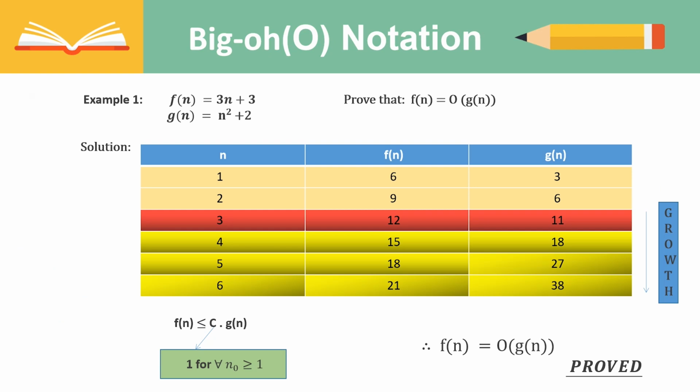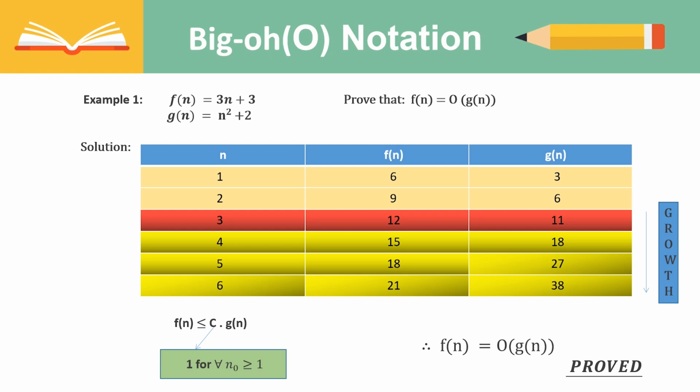If n is equal to 1, then f of n is equal to 3 into 1 plus 3 is equal to 6 and g of n is equal to 1 square plus 2 is equal to 3. If n is equal to 2, then f of n is equal to 3 into 2 plus 3 is equal to 9 and g of n is equal to 2 square plus 2 is equal to 6. Later on, the same continues with n is equal to 3, 4, 5 and 6.